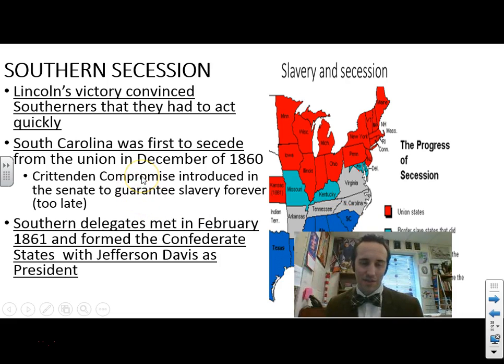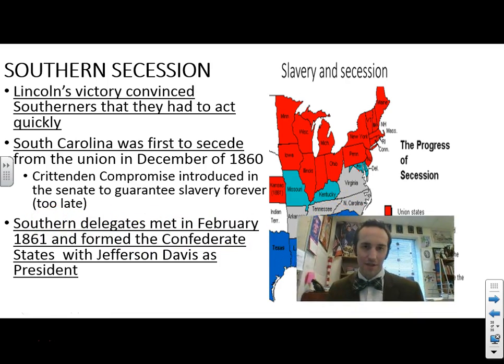What did the current president do? Yeah, he didn't do anything. And so the president before Lincoln desperately tried to stop everybody. Even in the Senate, they passed the Crittenden Compromise. And they introduced legislation saying, we're going to keep your slavery. Don't run away. Slavery's safe. And the South says, no, we don't trust you. Bye. Southern delegates meet in February.